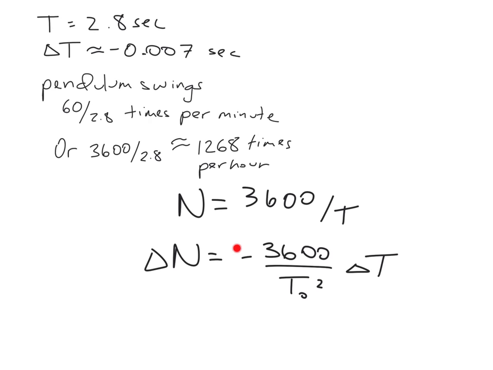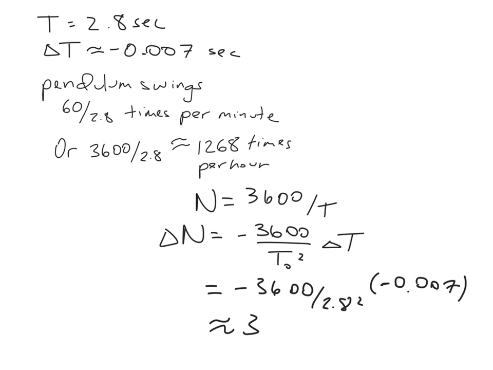And notice that this derivative was negative and the change in T is negative, so we're going to have more swings. That's what we expect because the period got shorter. Substituting in some numbers, we learn that there's about 3 more swings happening in an hour. So if this pendulum were in a clock, our clock would be getting very slightly off every hour.